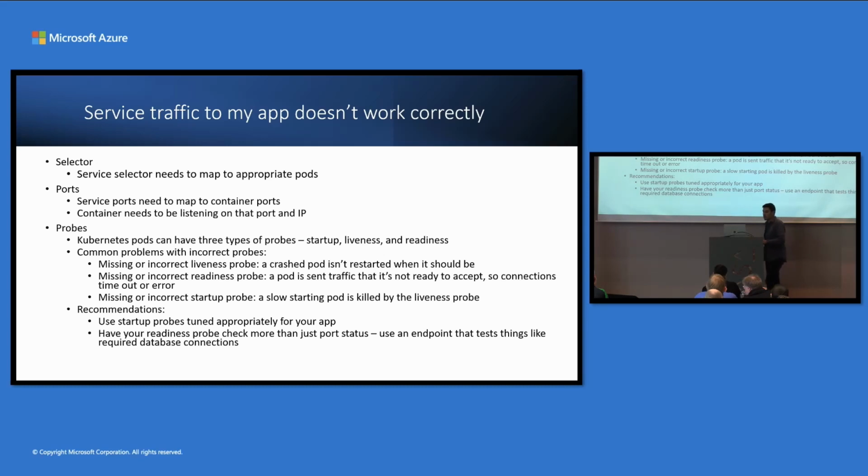Use startup probes instead. And then, again, a penny for each one, have your readiness probe check more than just if the port is open. Because if your application has connections, and again, we just saw an example with Bookstore, and you can't connect to the DB, great, the port is open, and so what? So you shouldn't be receiving traffic in that replica anyway.